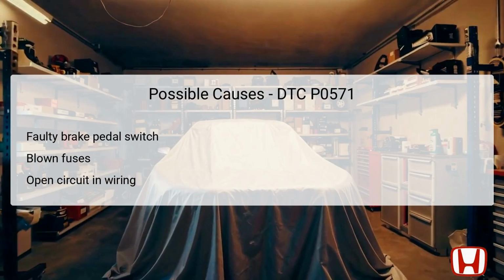Additionally, blown fuses can disrupt the electrical flow needed for the switch's operation and can lead to the circuit malfunctioning as well. Another significant factor may include an open circuit in the wiring between the brake pedal position switch and the associated fuses. These wiring issues could prevent the correct transmission of signals, thus triggering this error code. Each potential cause must be thoroughly examined to ensure proper corrective actions are taken.